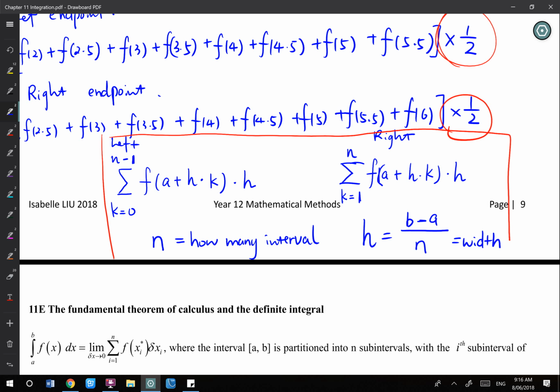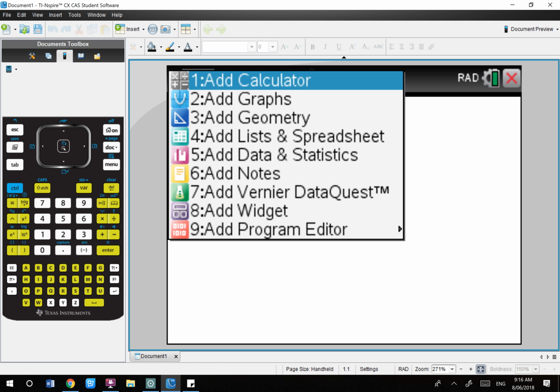A is whatever is given. For example, A is 1 to 5, then A is 1, exactly the same. So the left-hand side approximation is using the calculator to approximate it, and the right-hand side is the only difference: K goes from 0 to n minus 1, or K goes from 1 to n, depending on that. So K is the variable you multiply by. I will show you that in a calculator.